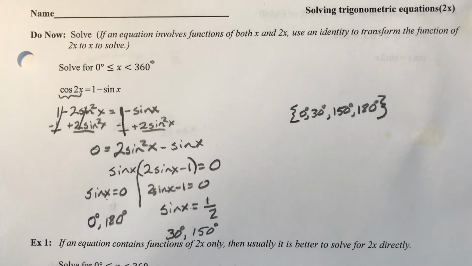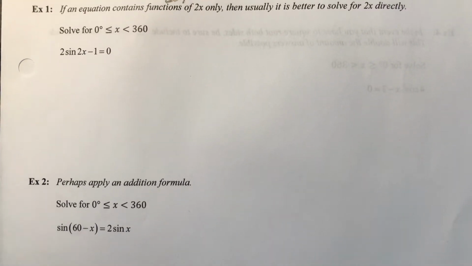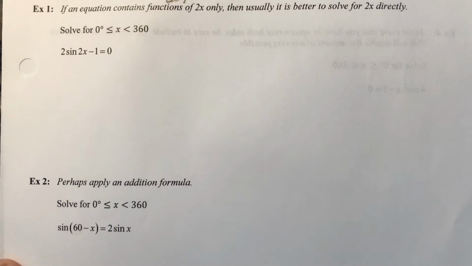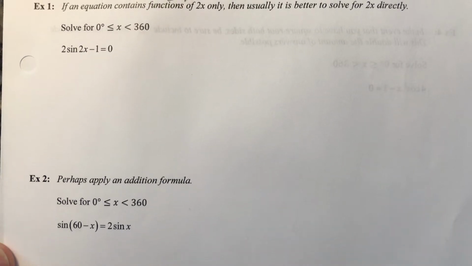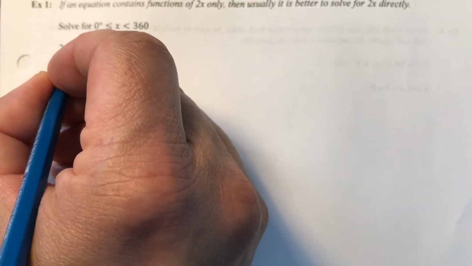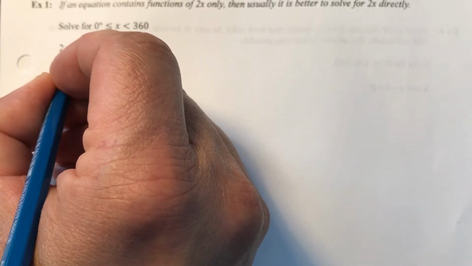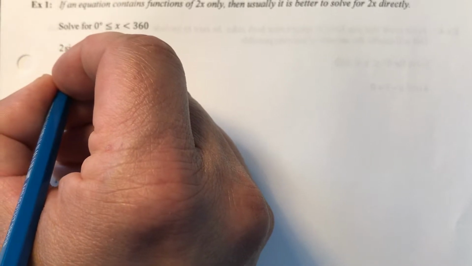Pretty straightforward. And let's jump right into our exercise 1. Okay, so all of these have some kind of an example. Like if an equation contains a double angle only, then it might be better to just solve it for the double angle directly. In which case, if you try to substitute 2 sine x cosine x, you'll end up with 2 functions and end up hitting a brick wall.